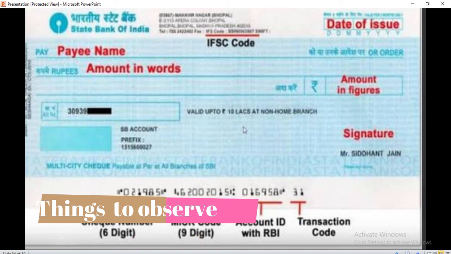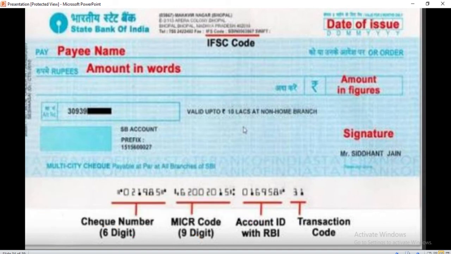Next is the things we observe on a check. See below the numbers. First 6 digits is the check number. Next 9 digits is the MICR code, Magnetic Ink Character Recognition Technology code. This unique digit code easily identifies the bank and branch participating in the electronic clearing system. Next 6 digits is the account ID maintained with RBI. Next 2 digits is the transaction code. Code 31 represents reserved. Actually, a savings bank account check has transaction code 10, whereas a current account has number 11.